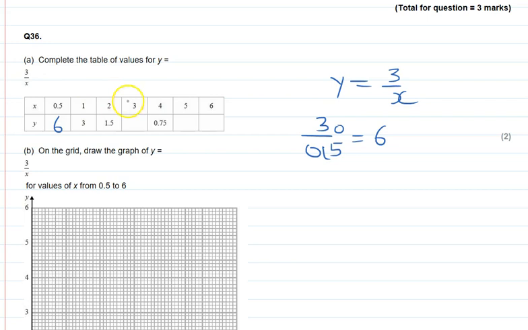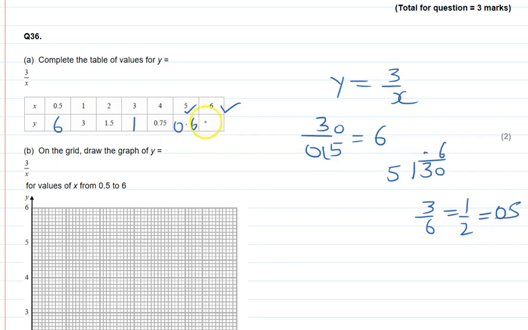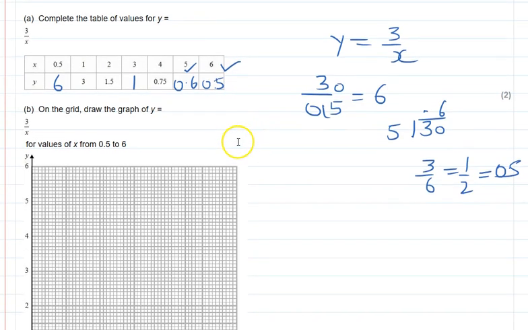Now y is 3 over x. If you divide 3 by 3, you will get 1. If you divide 3 by 5, it will be 0.6, and dividing 3 by 6, that is 3 over 6, which is 1 over 2, or 0.5.